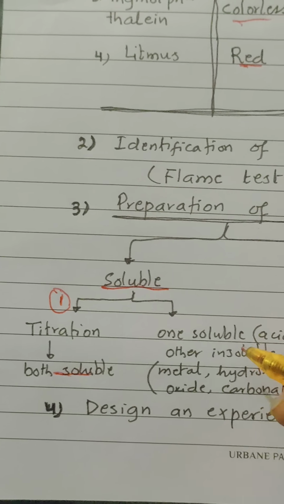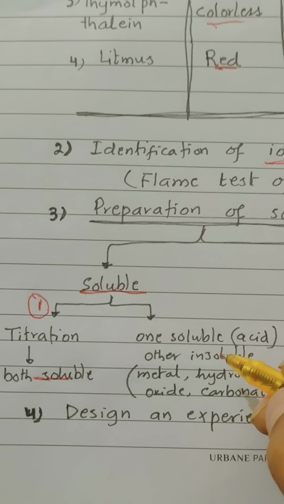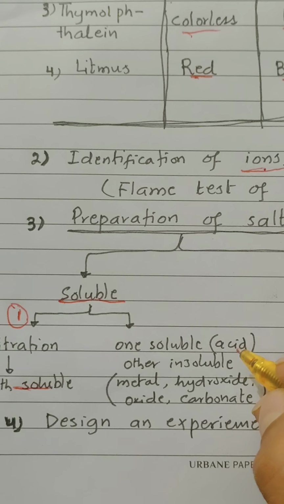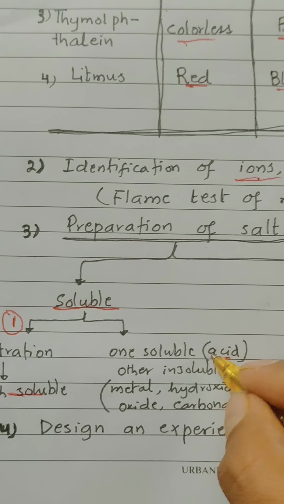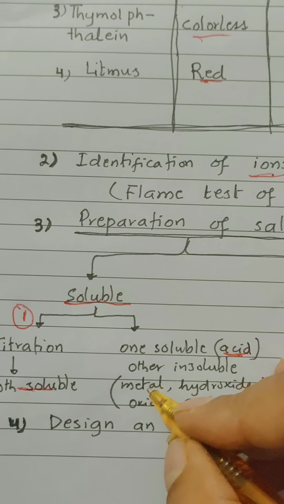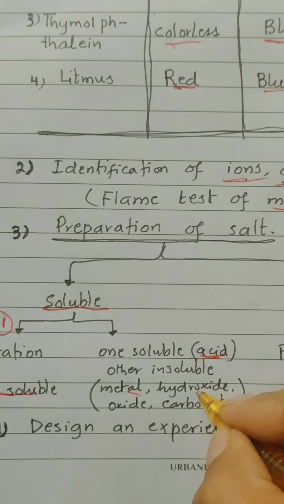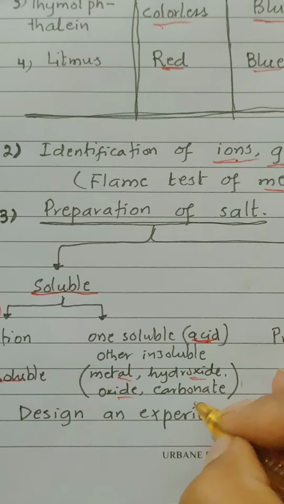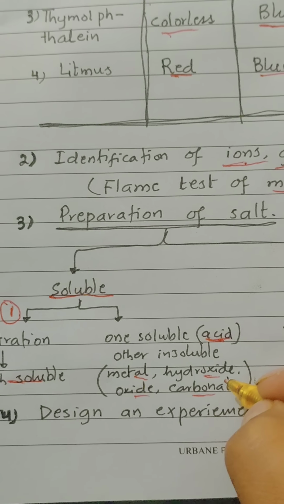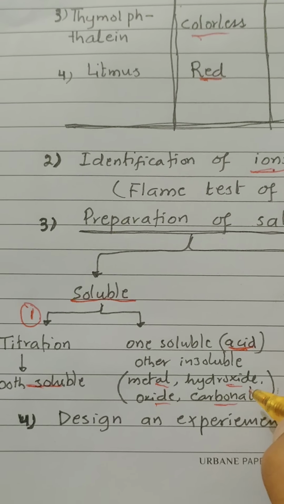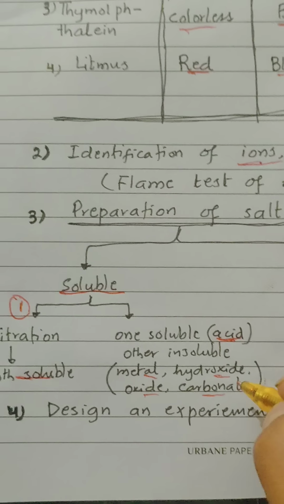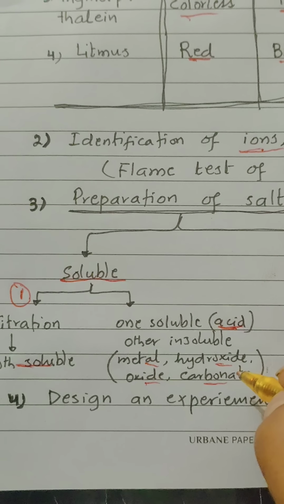The second method for a soluble salt is that one reactant should be soluble, and it will be the acid, and the other should be insoluble, like a metal or metal hydroxide, oxide or carbonate. Which is soluble and insoluble is mentioned in the table in the salts chapter. We will discuss this in detail in our next video.